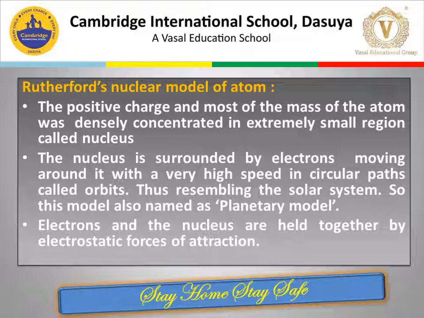Rutherford proposed that the nucleus is surrounded by electrons that moved around the nucleus with very high speed in circular paths called orbits, thus resembling the solar system, and hence this model is also called the planetary model of the atom. The electrons and the nucleus are held together by electrostatic forces of attraction.